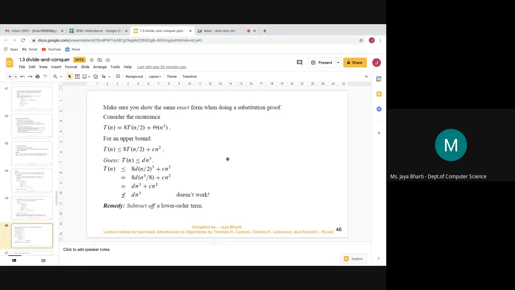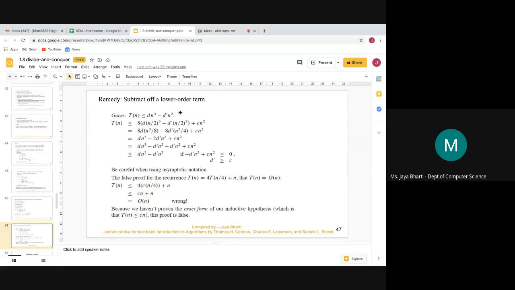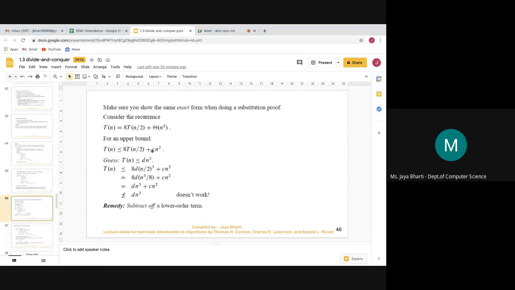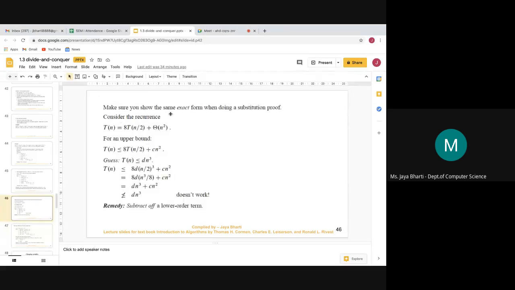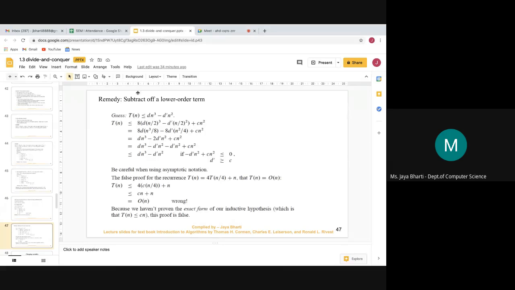So what we can do now is apply the remedy, and the remedy is to subtract off a lower order term. For this, the lower order term will be d n square. Initially we guessed the solution as d n cube only. Now we will guess the solution T(n) is less than or equal to d n cube minus d dash n square. We have subtracted off a lower order term, because in the recurrence relation also we have two terms, the n cube term and the n square term. So that's why we will apply this remedy.